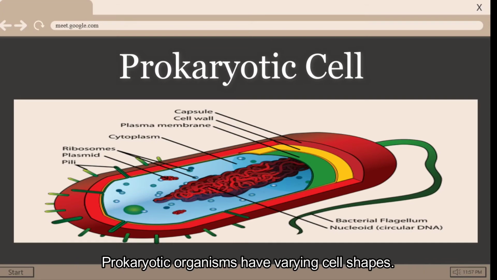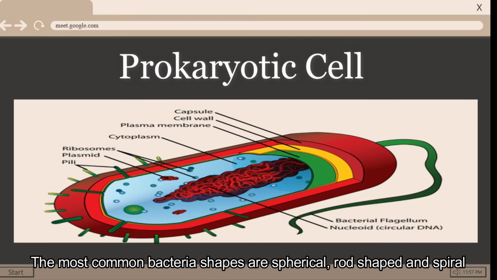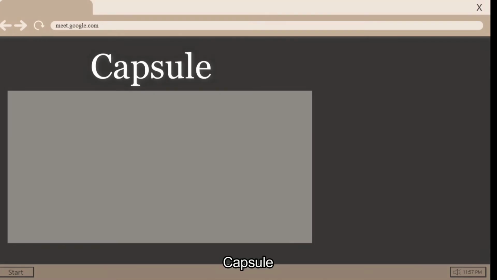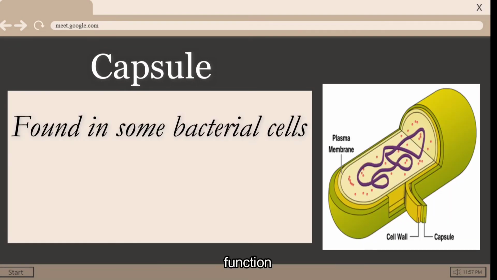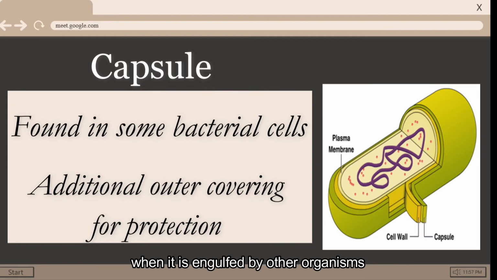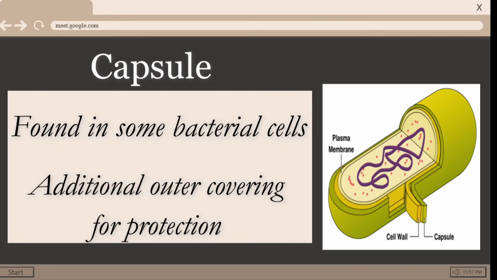Prokaryotic organisms have varying cell shapes. The most common bacteria shapes are spherical, rod-shaped, and spiral. Prokaryotic cell organelles. Capsule, found in some bacterial cells. Function: an additional outer covering for protection of the cell when it is engulfed by other organisms. It assists in retaining moisture and helps the cell adhere to surfaces and nutrients.